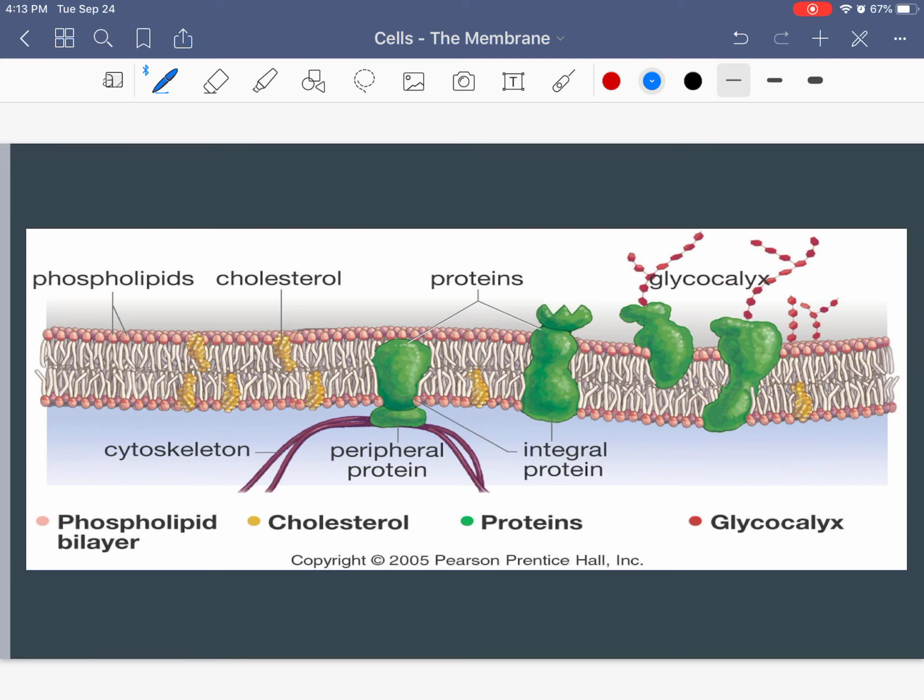All right, and our glycocalyx, if you look, is right here. In this case, it's attached to a protein. And in these two cases, let's change colors, these two cases, they're attached to phospholipids. And then we've got our cholesterol, and our cholesterol helps to maintain fluidity. And then we have our proteins, and our proteins give us structure, recognition, and movement of materials.